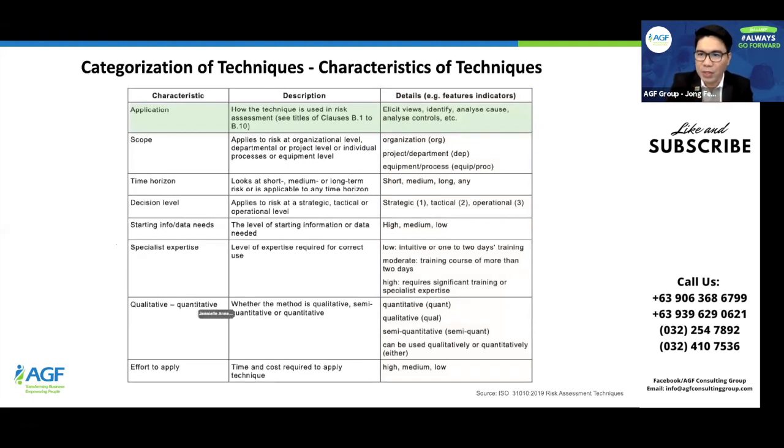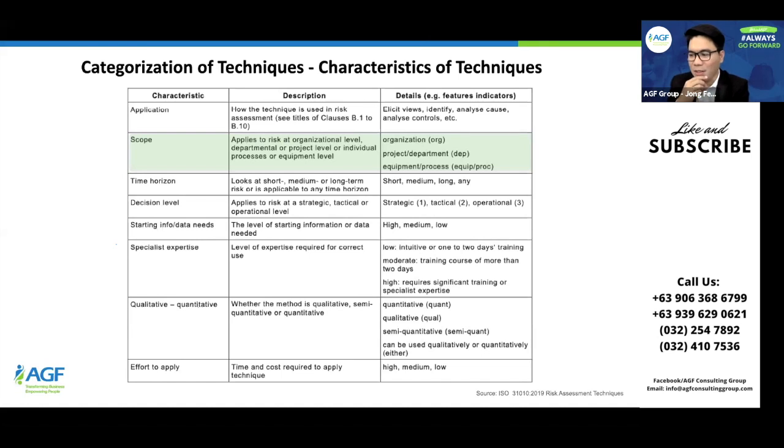I'll go further down the line there. Don't worry, I'll explain that. And then we'll also need to understand whether the technique is used to elicit views, to identify a risk, or to analyze a cost. And then what else? Let's take a look at another element here. What about the scope? Does this risk assessment technique apply to the organizational level, a specific department, or a very specific process? Yes, that is correct. All these different risk assessment techniques have their purpose, because you cannot just use one risk assessment technique and apply it for the whole organization, or just for a particular process.